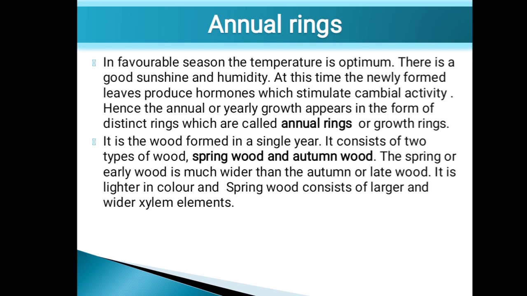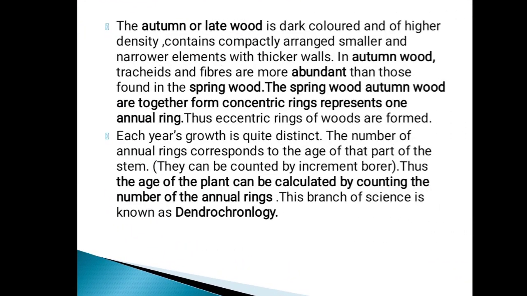What are growth rings? It is the wood formed in a single layer, a single growth ring or annual ring. It consists of two types of wood, that is spring wood and autumn wood. The spring or the early wood is much wider than the autumn or late wood. It is lighter in color, and the spring wood consists of larger and wider xylem elements. The autumn or the late wood is dark colored and of higher density and contains the compactly arranged smaller and narrower elements with thicker walls. In autumn wood, the tracheids and the fibers are more abundant than those found in the spring wood.